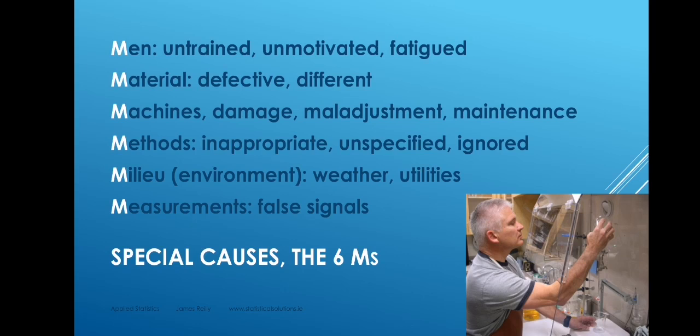Or finally, it could be measurements. Measurements mean that the problem is not with the process. The problem is with the measurements that were made on the process. So the statistical process control chart is actually giving a false signal. It is telling us that something is wrong when nothing is wrong, or telling us that everything is okay when something is wrong. This is a particularly difficult one to deal with.